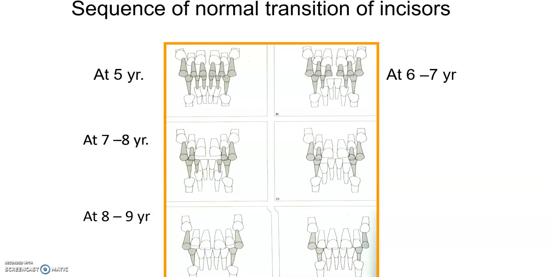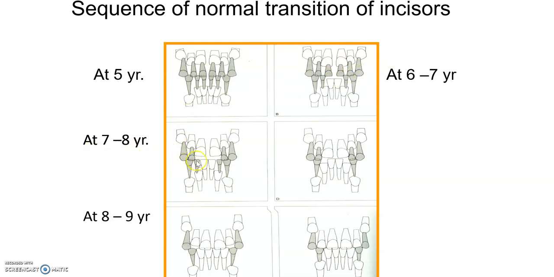Sequence of normal transition of incisors. At around 5 years of age, around two-thirds of the roots of the permanent incisors will be formed. The deciduous incisors will start exfoliating at the age of 6 to 7 years. The first teeth to exfoliate are the lower deciduous central incisors.